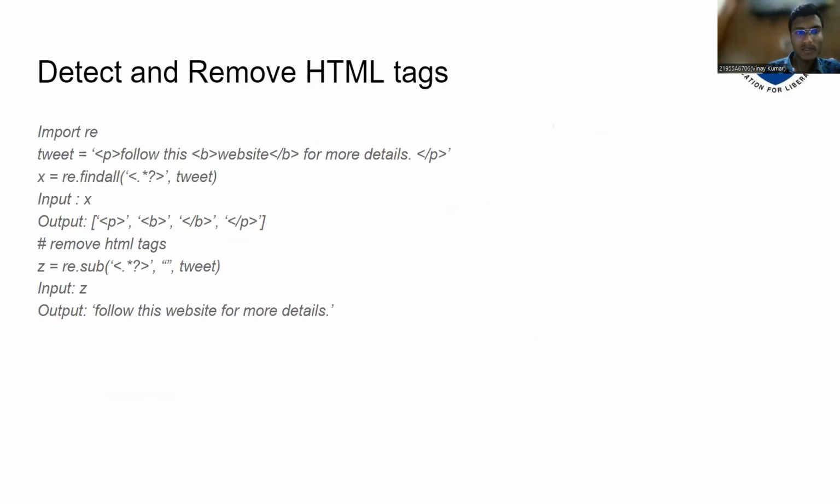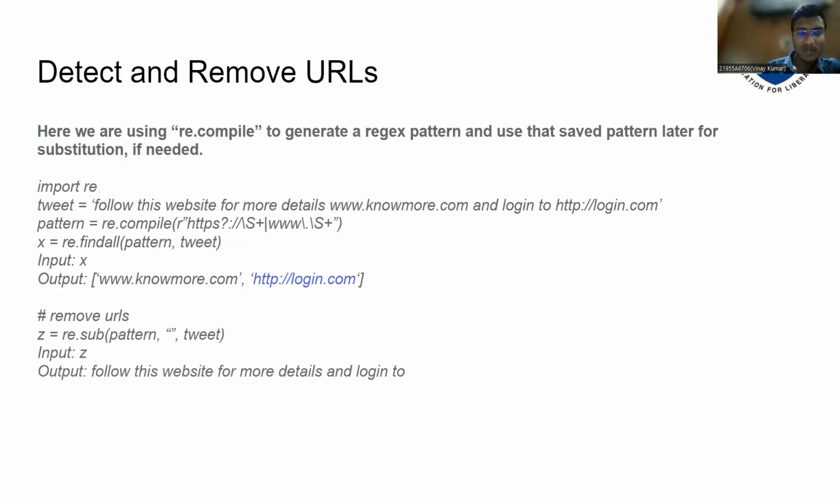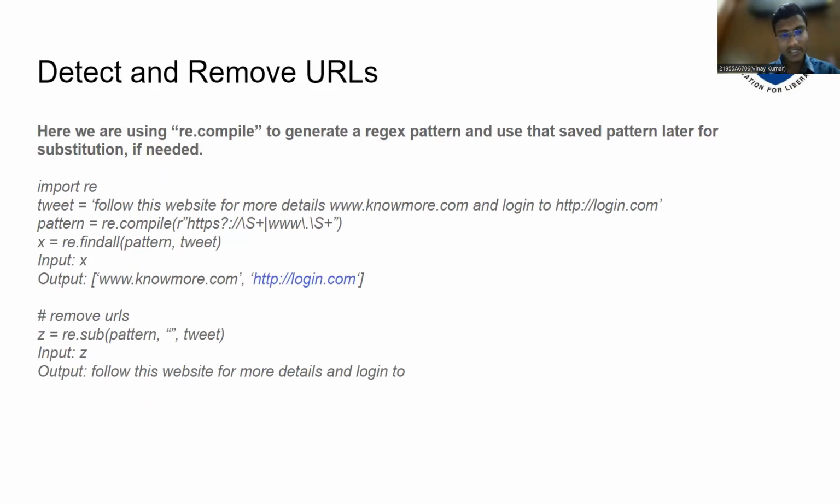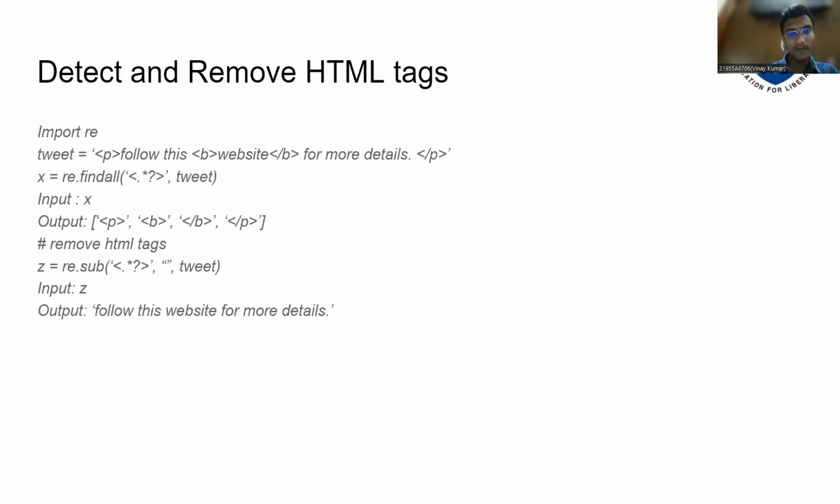Detect and remove HTML tags. It is the same as removing the URLs, detecting and removing. In place of removing URLs, we are considering HTTPS and www. Here we will consider the tags, opening tag and closing tag. With those, we will substitute, or we can store those patterns in another variable.